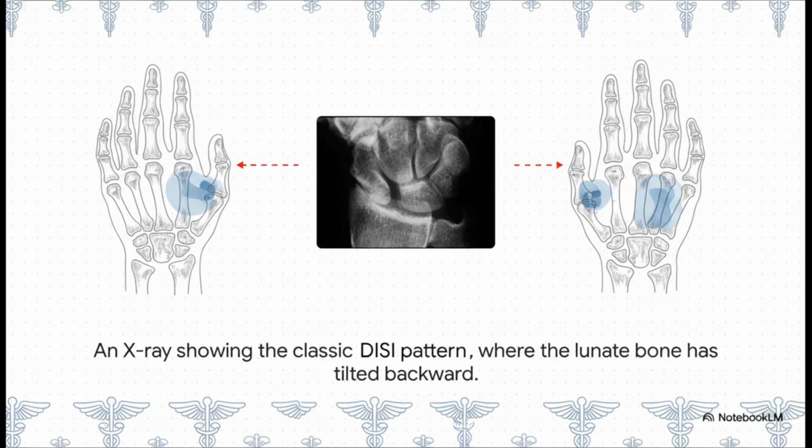And here we go. This x-ray shows you exactly what that backward tilt looks like. Normally, these carpal bones should form a nice, smooth, continuous arc. But look right here. You can see the lunate bone, that's the half-moon-shaped one in the middle. It's tilted back, and it creates this really clear disruption. This is the classic telltale sign that the ligaments that are supposed to be holding it in place have failed.